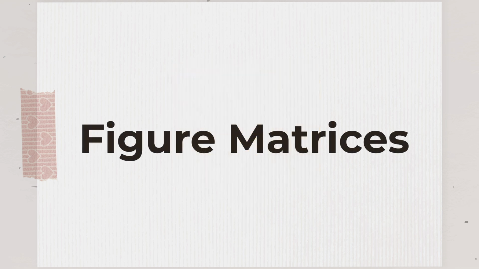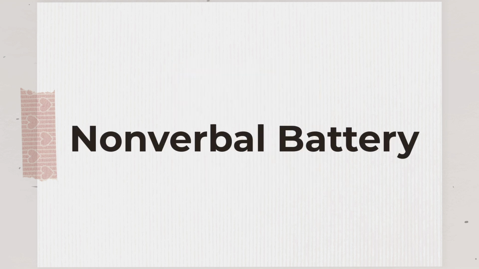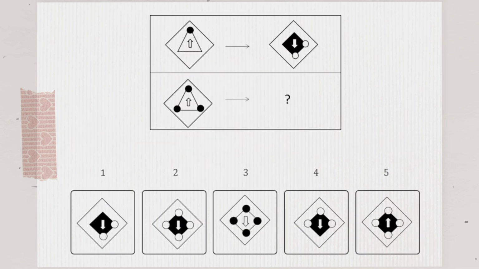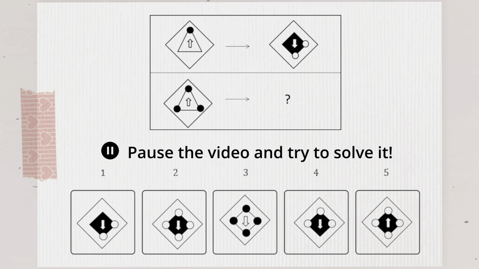The first subtest we'll cover is figure matrices, which is part of the nonverbal battery. The following question has 3 figures. The first 2 figures in the top row go together. The third figure in the bottom row goes with one of the answer choices. Choose the answer choice that goes with the third figure. You can pause the video to examine it carefully.